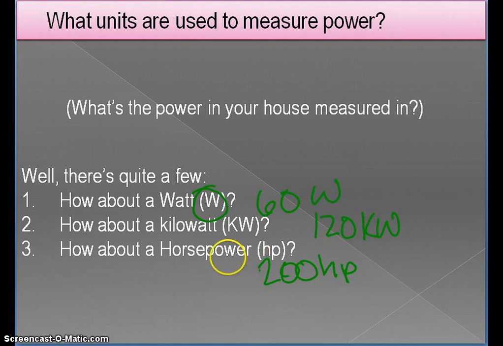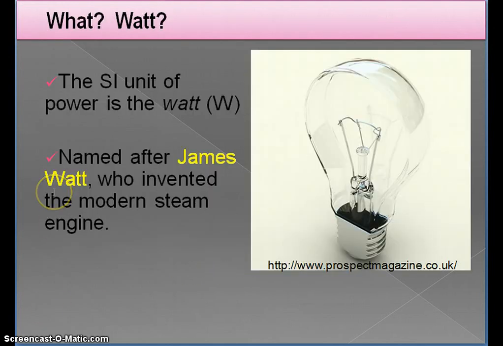And what does a horsepower mean? Well, there's a little bit of a story behind this. The SI unit for power is the watt. That means this is the unit that we're going to be using in physics class. It was named after a guy named James Watt. He invented the modern steam engine.